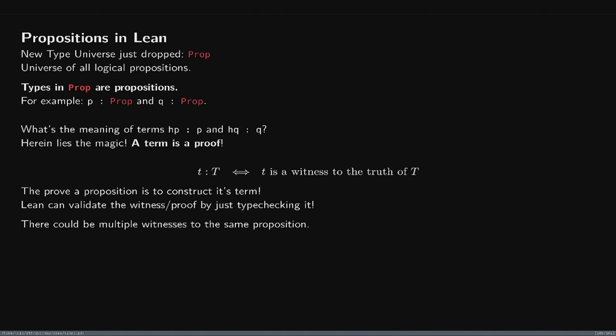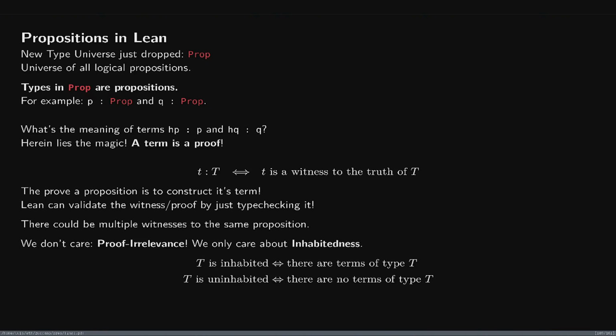There could be multiple such proofs of a proposition, which is normal in mathematics, to have multiple proofs for the same thing, but we really don't care. We have proof irrelevance. We only care about the existence of such a proof. We can forget about the specifics of a term once we have it. It's only about inhabitedness, meaning we only need to know whether or not such a term exists.